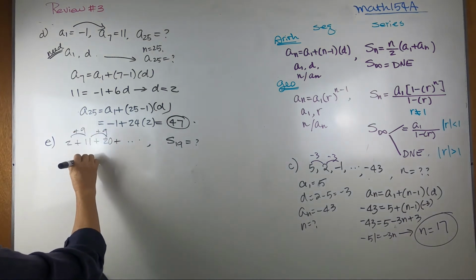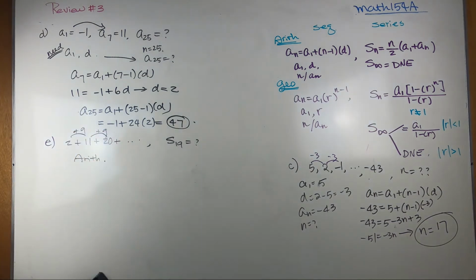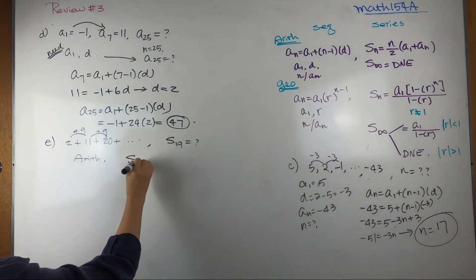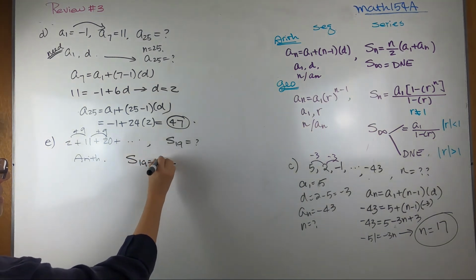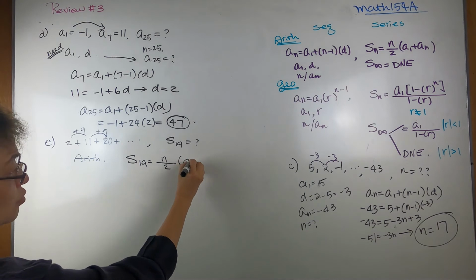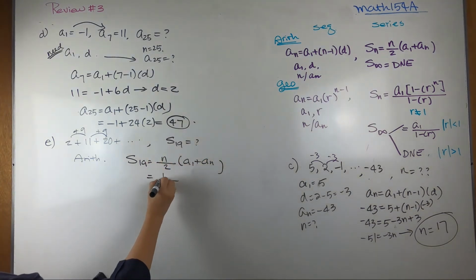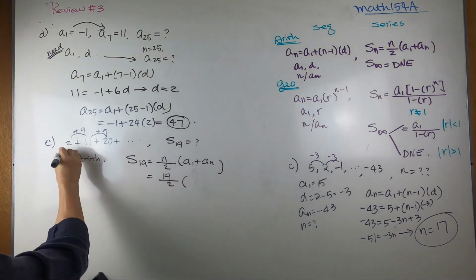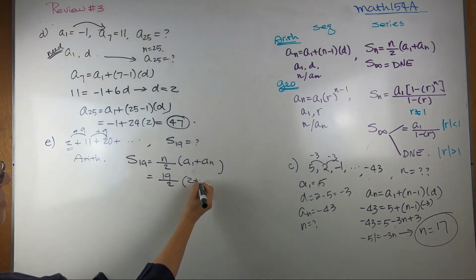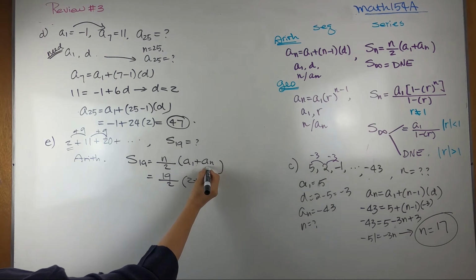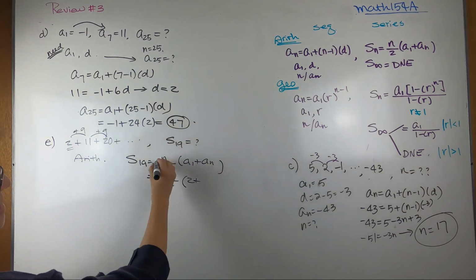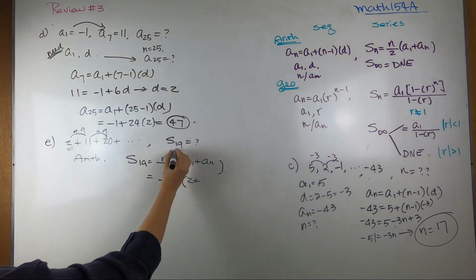So we have an arithmetic sequence. S19 would be what? n over 2 times (a1 plus an), right? So n is 19, over 2, a1 is 2. Then what is an? n is 19, right? 19.